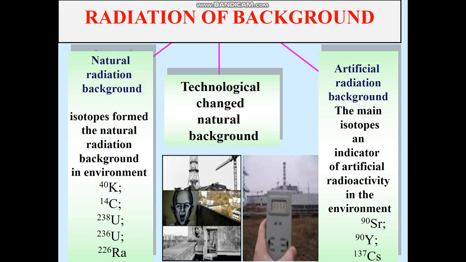Artificial sources of radiation. 30% is a technical background from technical human activity, such as lead 210, radon 222, thorium 220. Artificial sources of radiation result from nuclear weapons experiments, radioactive elements and artificial radionuclides. The main isotopes and indicators of artificial radioactivity in the environment are iodine 131, cesium 137, and strontium 90, established in laboratories which work with and use different radio elements.